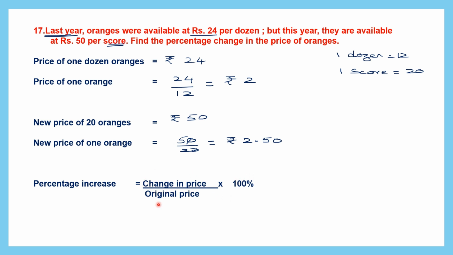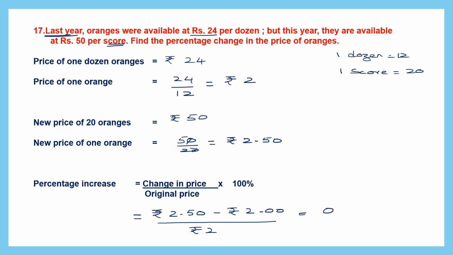So change in price by the original price. Let's do that. Change in price means first it was 2 rupees, then it became 2 rupees 50 paisa. So we put the bigger number first: 2 rupees 50 paisa minus 2 rupees. This is to get the difference, the change in price, divided by the original price, which is 2 rupees. So here 2 rupees 50 paisa minus 2 rupees is just 50 paisa.